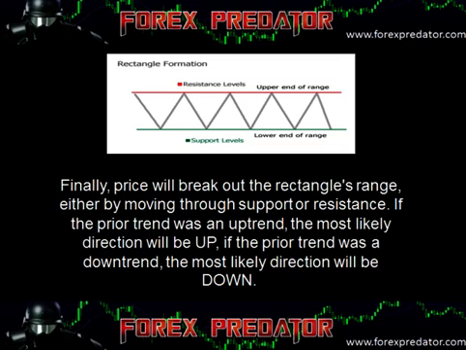So finally, price will break out of the rectangle's range either by moving through support or resistance. If the prior trend was an uptrend, the most likely direction will be up. If the prior trend was a downtrend, the most likely direction will be down.